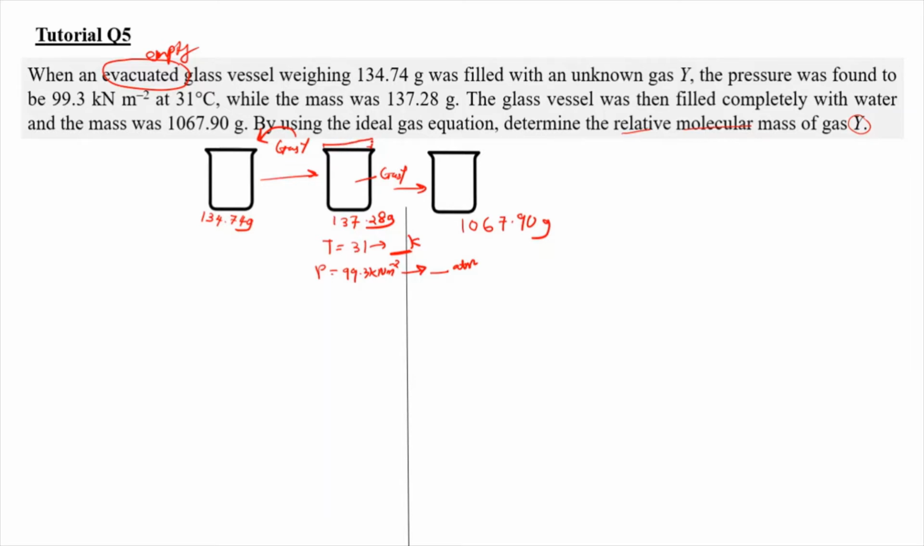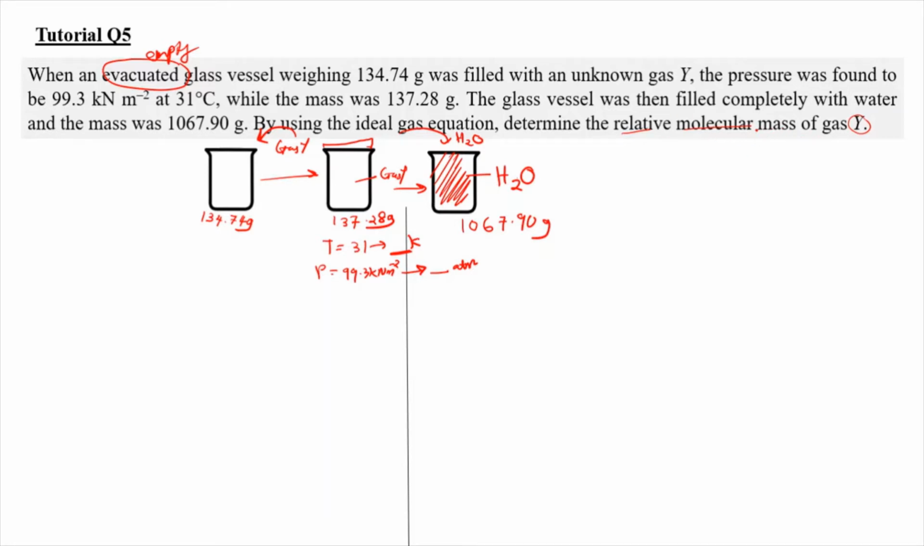So we're going to open the lid. What's really happened here is that the gas is going to escape, and then we're going to put in water, H2O. Okay, so the water is filled up, and then we're going to have a mass of water, including the mass of the vessel, which is 1067.90 gram. Okay, and by understanding this, we need to figure out the relative molecular mass of gas Y.